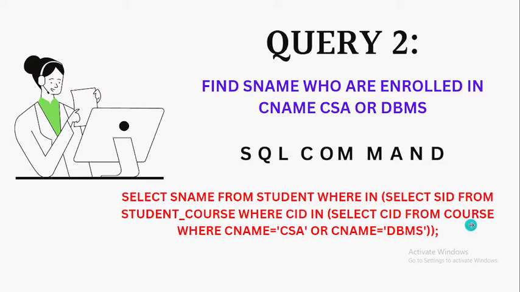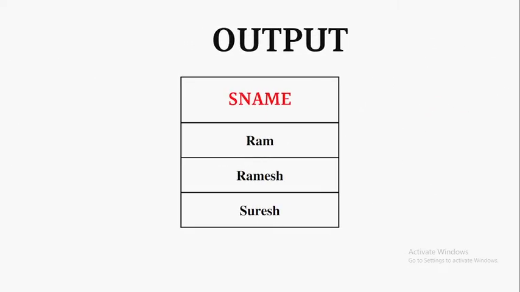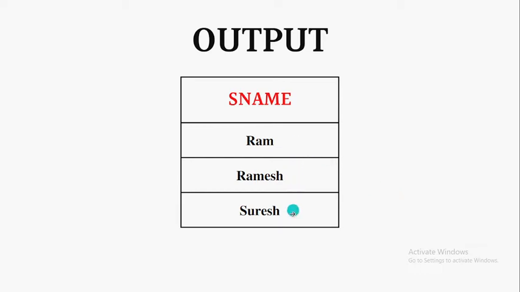So once we execute this particular SQL command, we will see the output. It will look like this. We'll have only one column. The name of the column is S name, which is student name, and these three are the student names who have enrolled for the subjects either for computer system architecture or for database management system.